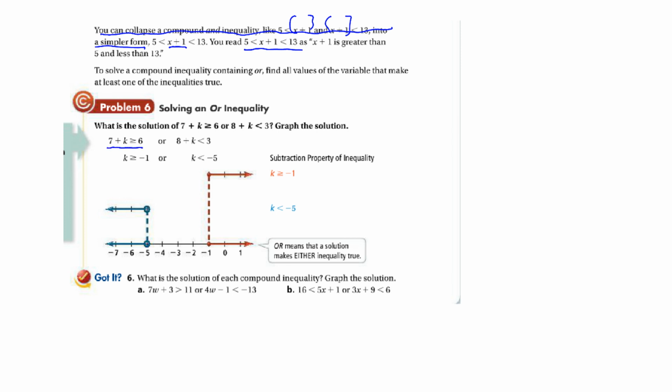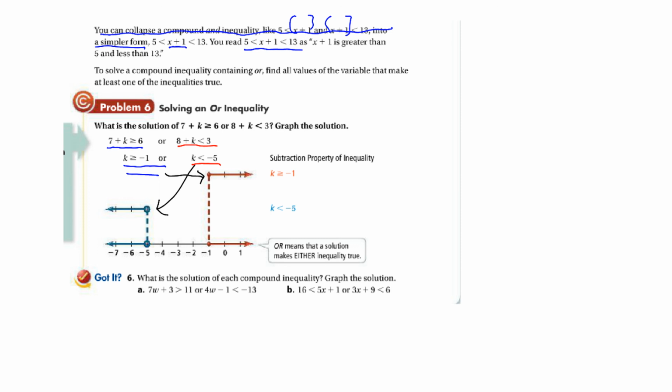first I solve the first one and I get k is greater than or equal to -1. Then I solve the second one and I get k is less than or equal to -5. So now if I look at that graphically, I see that k is greater than or equal to 1 looks like this. And I see that k is less than or equal to 5 looks like this.